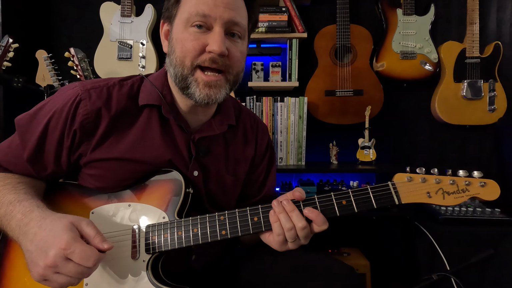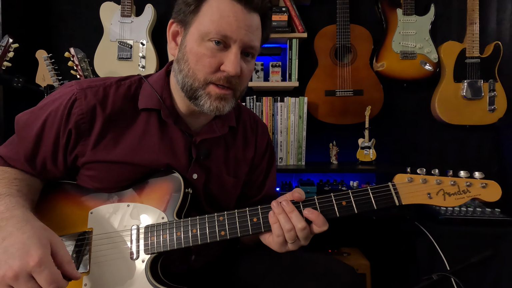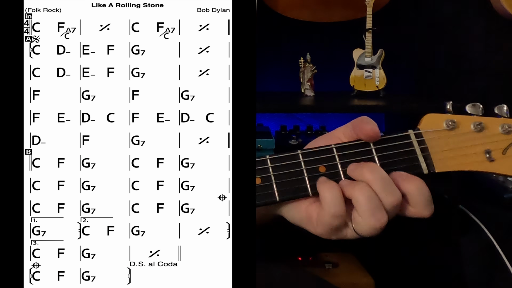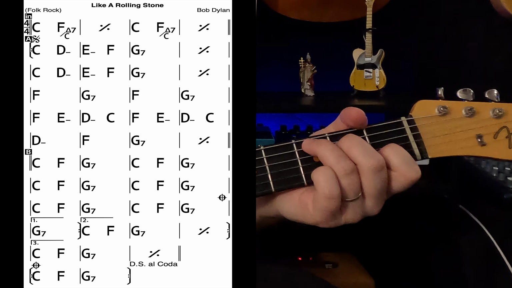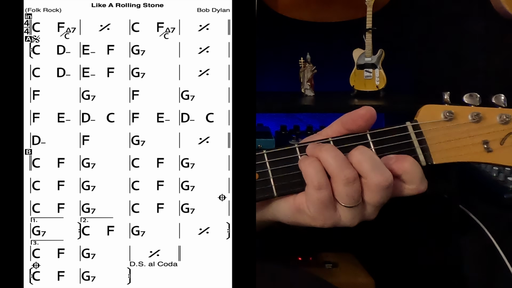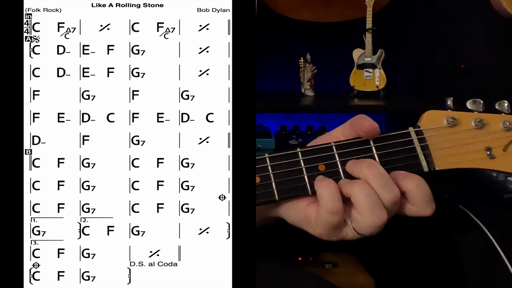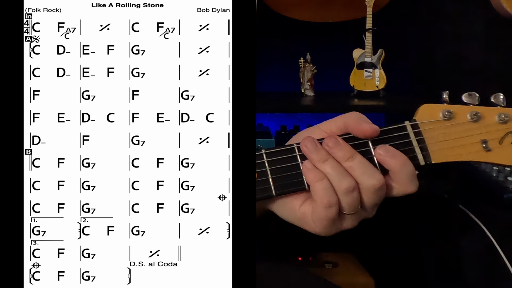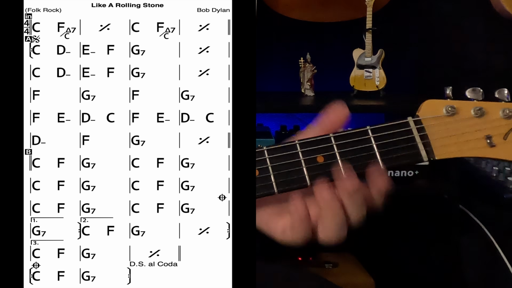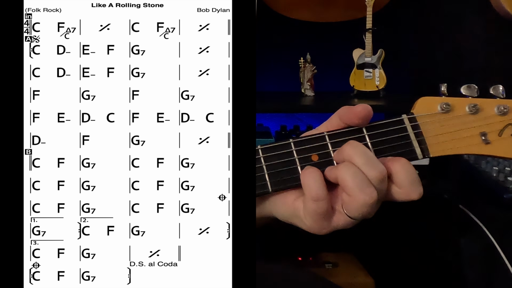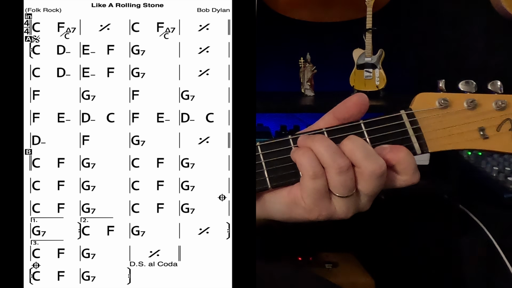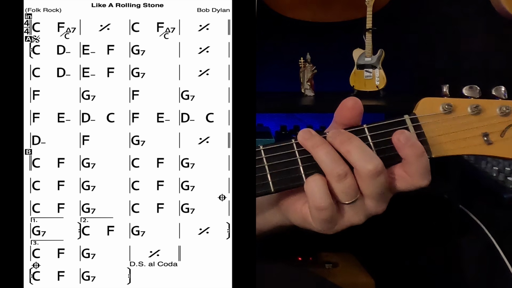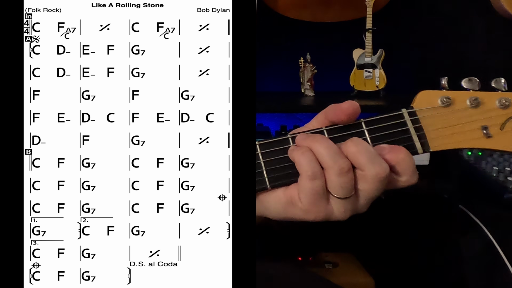The next section, we're actually going to be going backwards in the chord progression. F, E minor, D minor, C. Okay? Now, after we do that, we're going to be going to a D minor chord for one measure, and then an F for one measure, and then G for two measures, okay? So again, backwards from F.